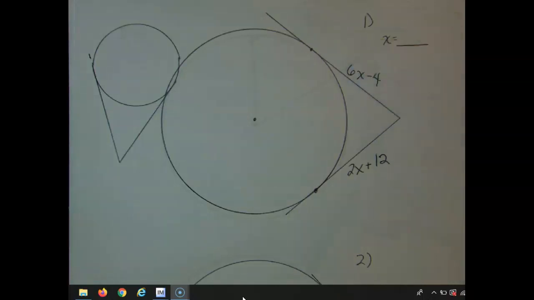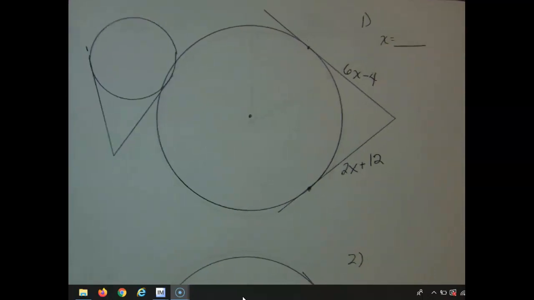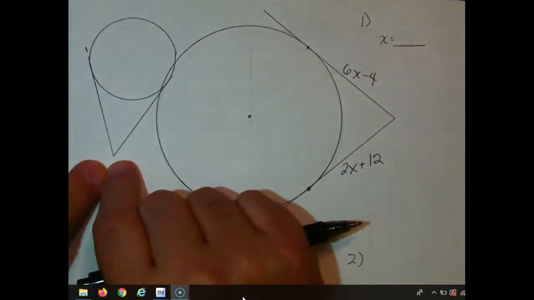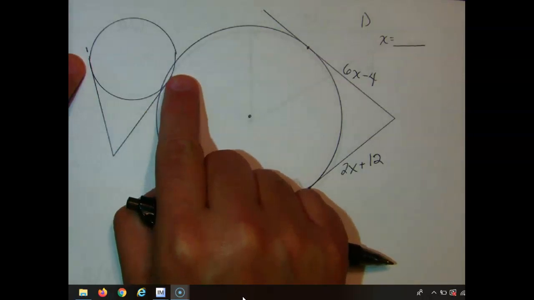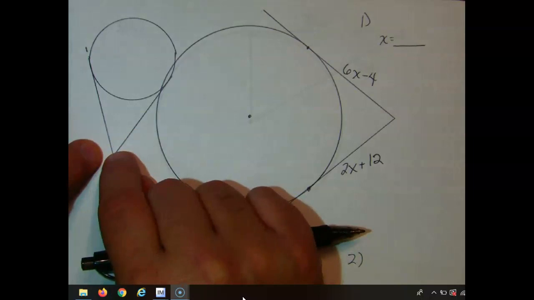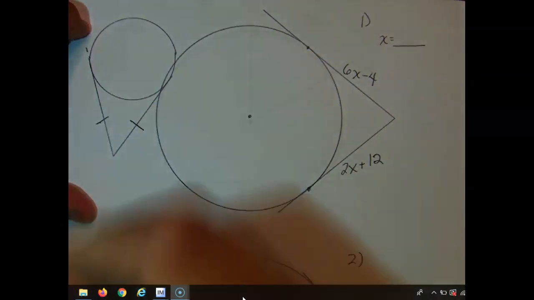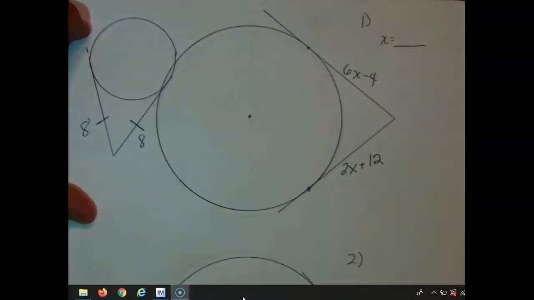So here we go. In this lesson, we're talking about tangents, tangents that form the outside of the circle. When you have two tangents, remember a tangent is a line that touches only in one location on the edge of a circle. If they meet somewhere outside the circle, they will always be congruent. So, in other words, if this is 8, this of course would be 8.